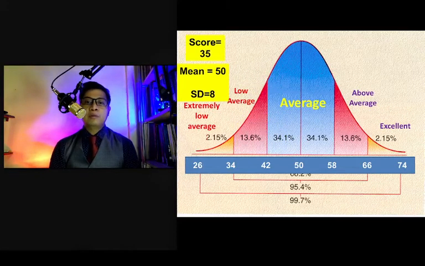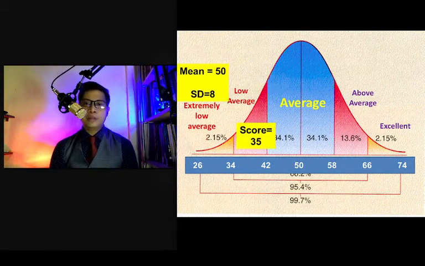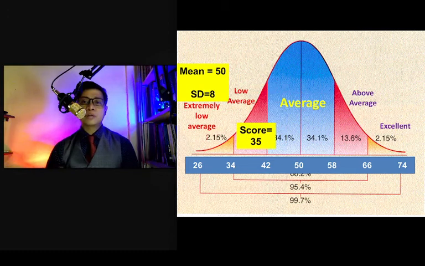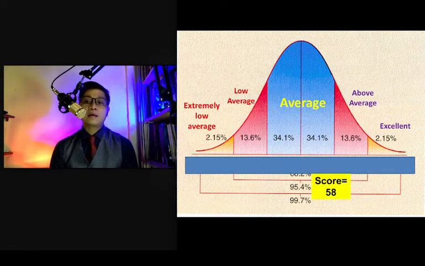And 35 belongs to area number 2, which means anong tawag sa 35? This is low average and it makes sense. Kasi yung average ng population is 50, yung raw score natin 35, so mababa siya sa average. Definitely makikita mo yan sa kaliwang area o sa kaliwang side ng normal curve, which are low scores. So, ang tawag natin sa 35 is low average.